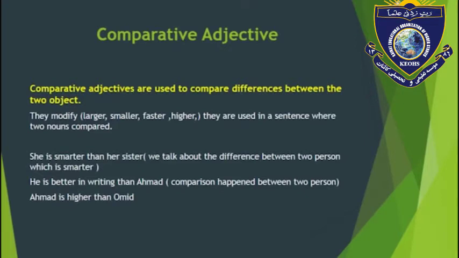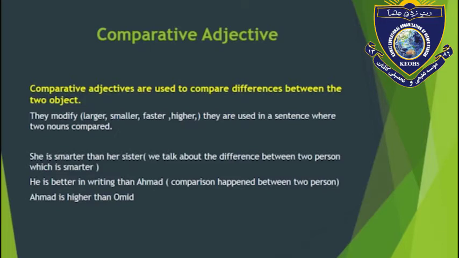First, the comparative adjective. What's a comparative adjective? Comparative adjectives are used to compare a difference between two objects. They modify words like larger, smaller, faster, higher. They are used in a sentence where two nouns are compared. She's smarter than her sister. We talk about the difference between two persons, which is smarter. We are comparing the quality of two persons.